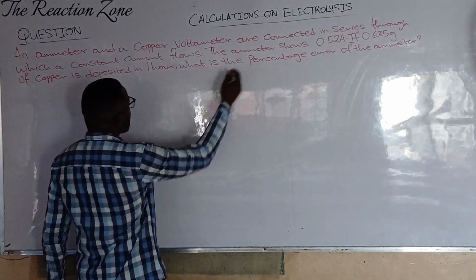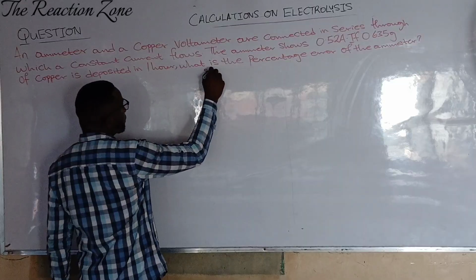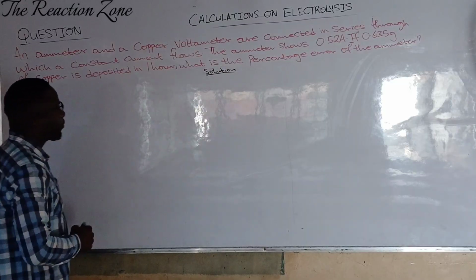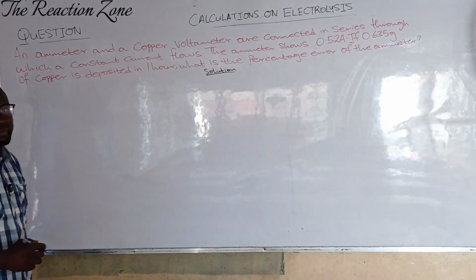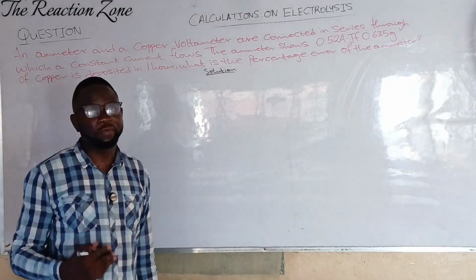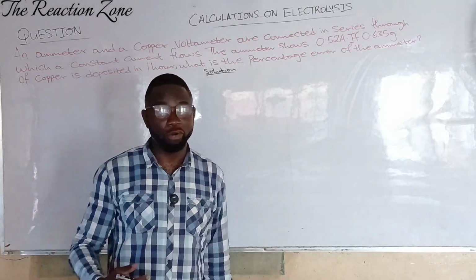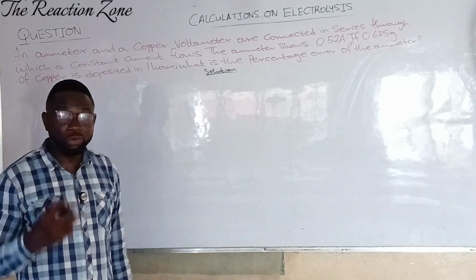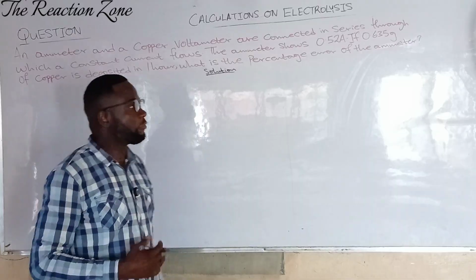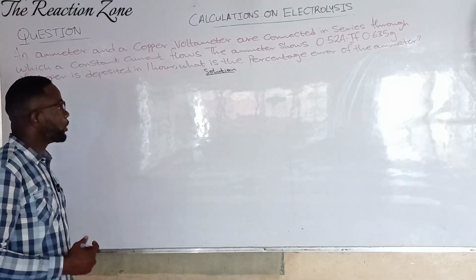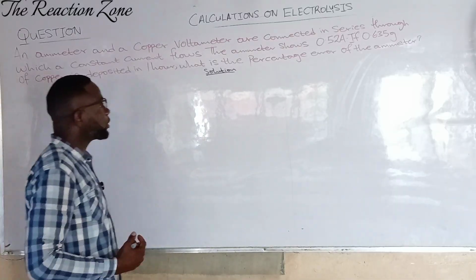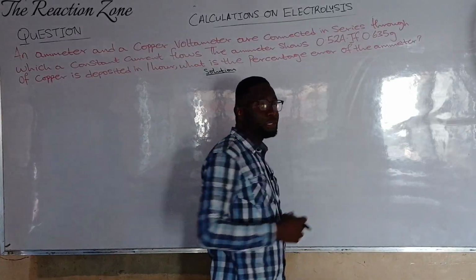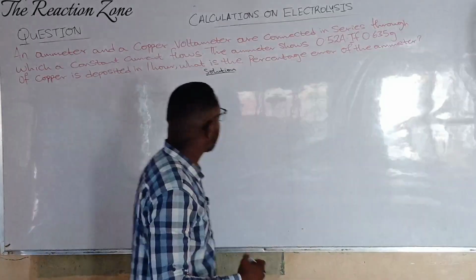Now, to solve this particular question, we have to get the actual value or the true value of the current. And to get the true value of the current, the first thing we need to do is to find the quantity of electricity that is going to deposit 0.635 grams of copper.